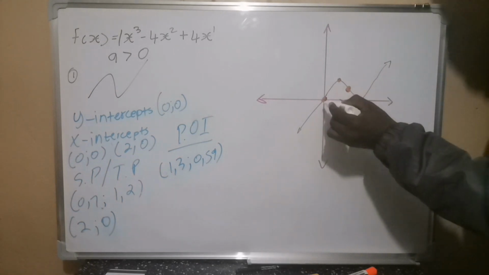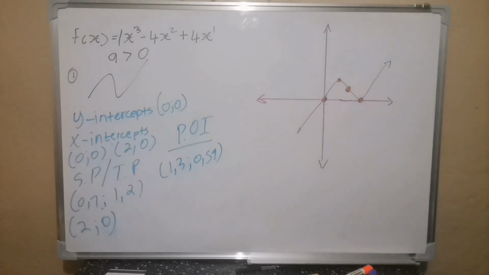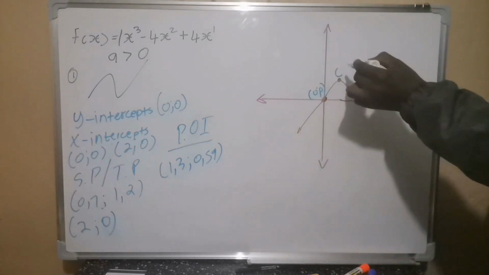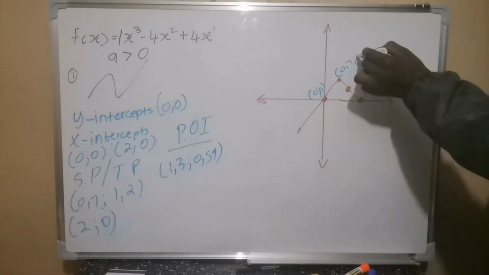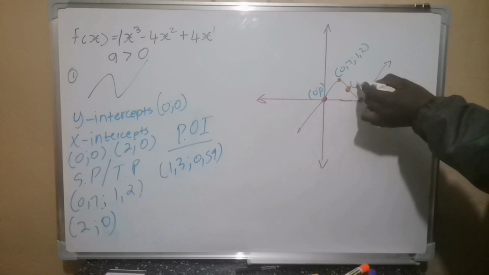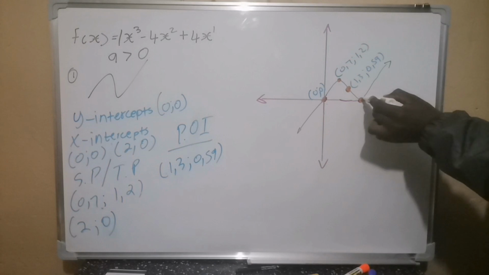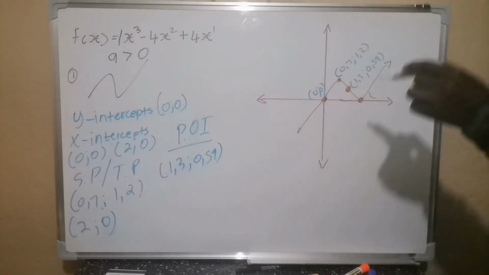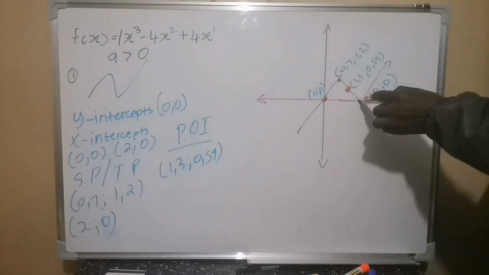So it's 0 and 0. Let me just use a different color here. We've got 0 and 0 here. At this point, it's our turning point. 0.7 and 1.2. At this point is our point of inflection 1.3 and 0.59. At this point we got our turning point, also our x-intercept, which is 2 and 0. So you know what our graph does at this point.